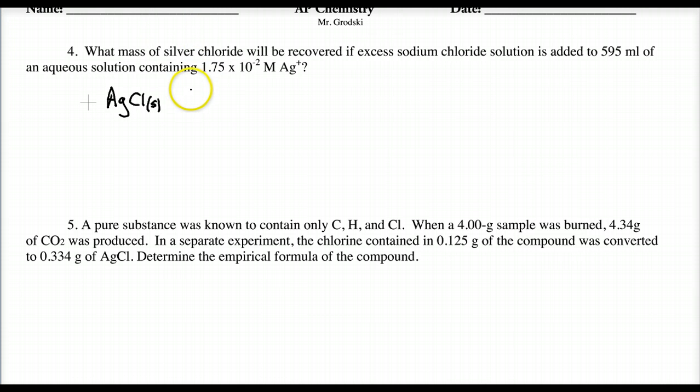So what mass of silver chloride will be recovered if excess sodium chloride solution is added to a certain amount containing a molar? Big M is molar. Okay, so they want to know how much silver chloride will be recovered. How much will precipitate out? So we're going to add sodium chloride, which for the reasons we just explained is very soluble, into a solution.